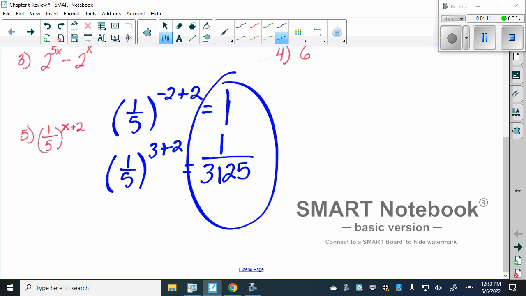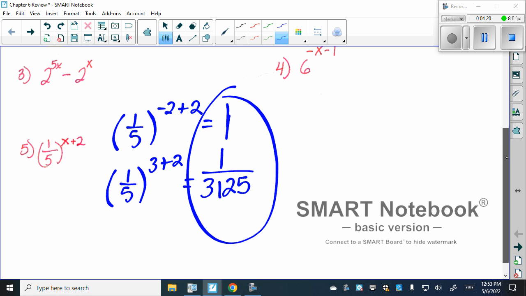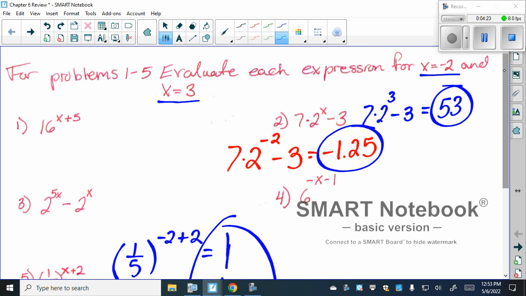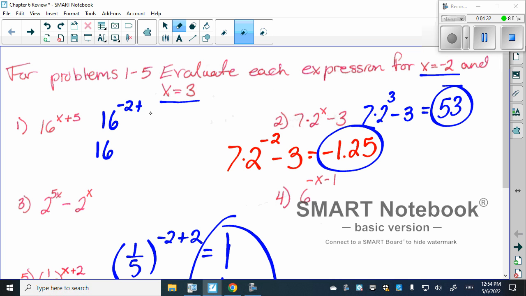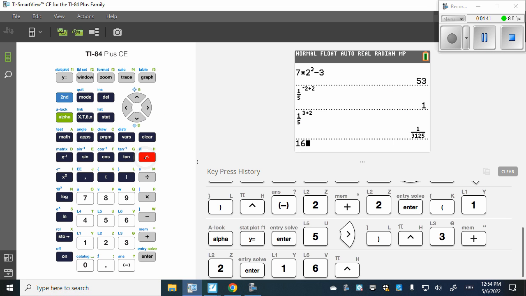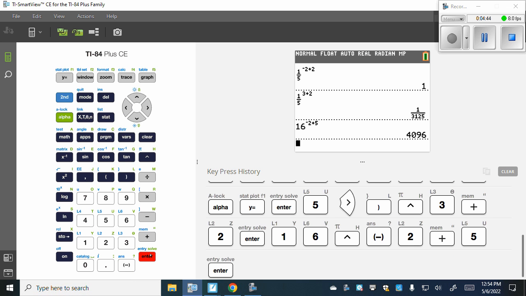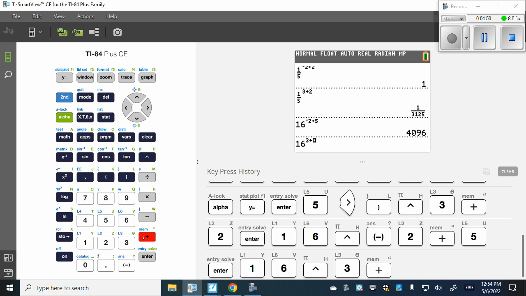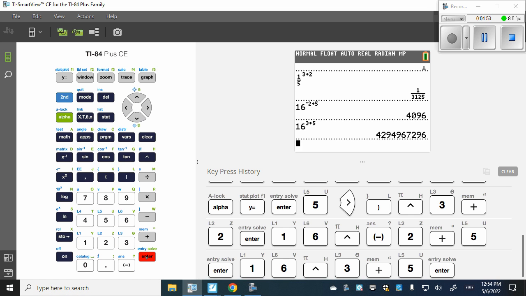Any other questions on number 5, on how we did this here? So number 1, we're going to do 16 to the -2 plus 5, and 16 to the 3 plus 5, and see what we get. The first one is 16 to the -2 plus 5, which gives us 4,096. We would also do 16 to the 3 plus 5, which gives us this number here.